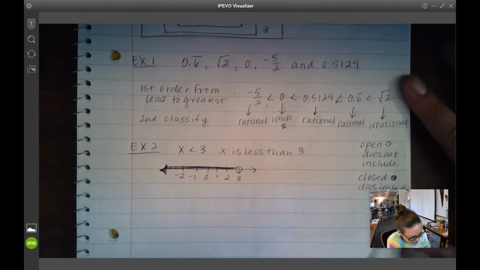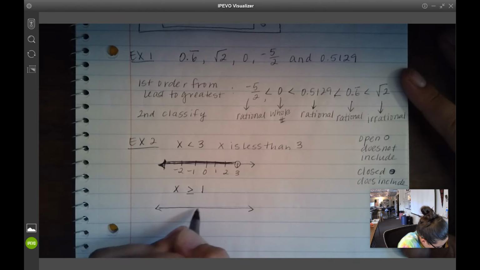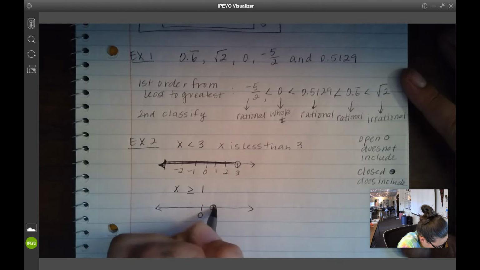Now, let's consider a different example. Let's say I have x is greater than or equal to 1. Here's 0, here's 1. I'm going to put a closed circle here and shade to the right.